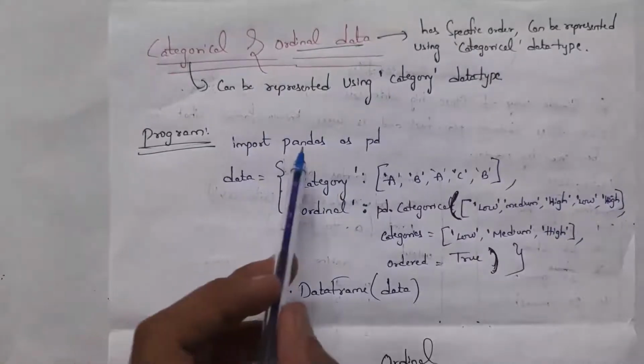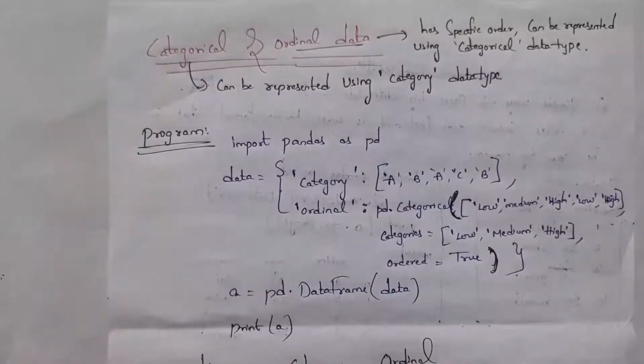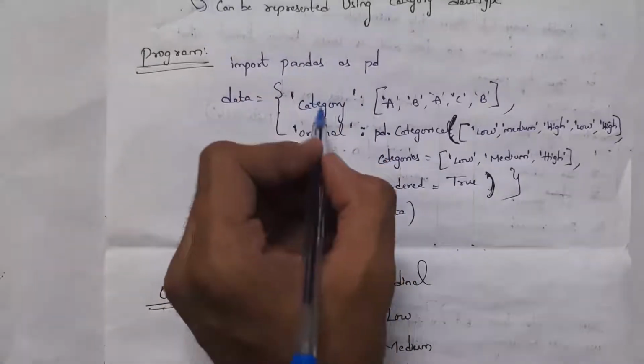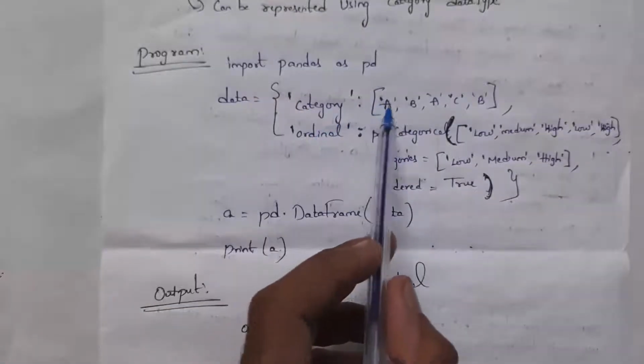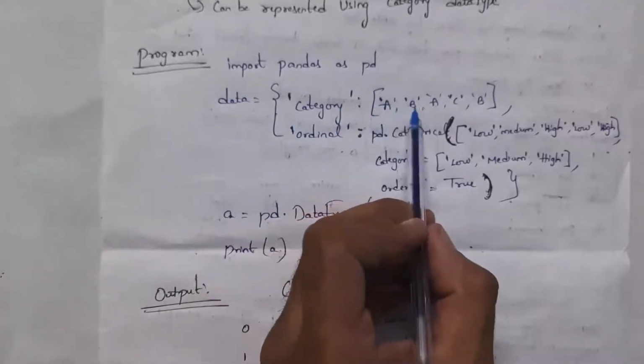At first I import pandas as pd. Next I am taking data equal to a dictionary of elements. The first column name is category, so it is considered as the key, whereas I am passing a list of elements as values. In total I am taking 5 elements. They are A, B, A, C, B.